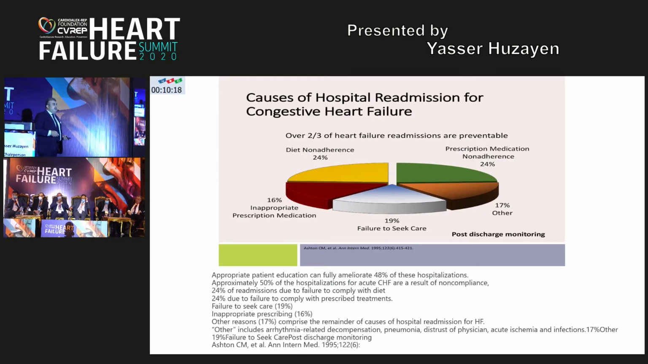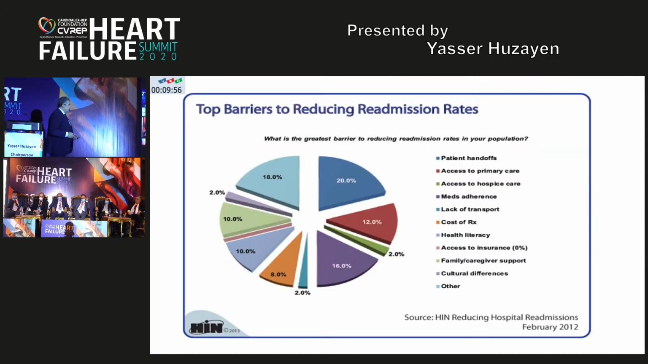As early as 1995, they tried to figure out the causes of hospital readmission for congestive heart failure, and they stated that over 2/3 of heart failure readmissions are preventable. You can imagine? A lot of causes were put here, and it does not differ too much from now, but the terminologies are a little bit different.